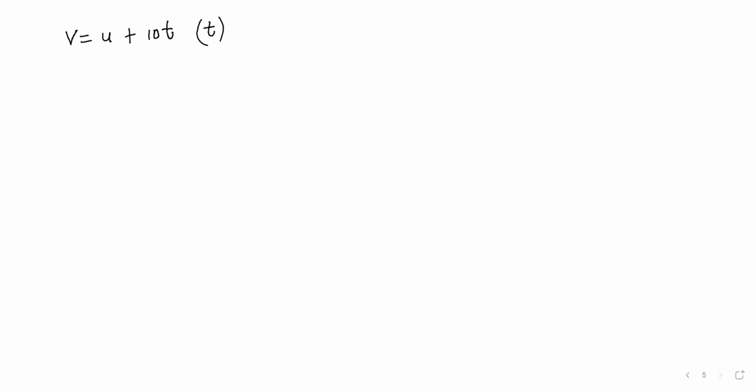Nicholas, you have to remember, you have to do it in steps. Remember, we are finding for T. So if we are finding for T, it means that you have to remove your U first and then the 10.